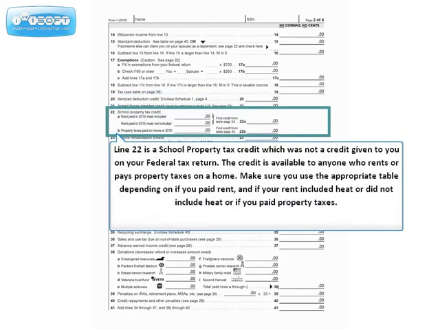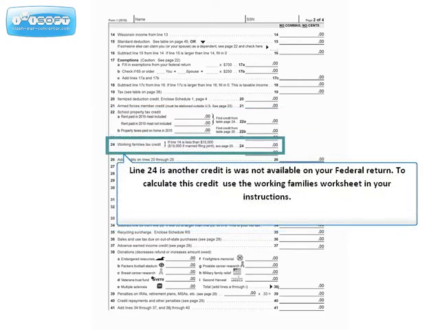Line 22 is a school property tax credit, which was not a credit given to you on your federal tax return. The credit is available to anyone who rents or pays property taxes on a home. Make sure you use the appropriate table depending on if you paid rent, or if your rent included heat or did not include heat, or if you paid property taxes. Line 24 is another credit which was not available on your federal return. To calculate this credit, use the Working Families worksheet in your instructions.